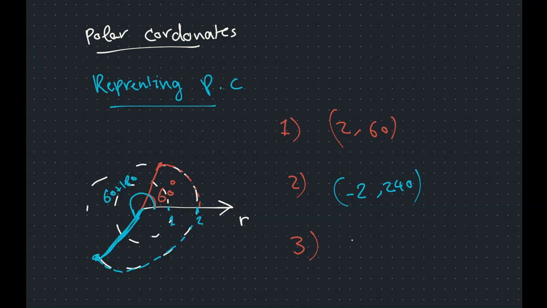So let's do it. We will still write 2, but instead of writing 60, we will write this. What is this exactly? It's 360 minus 60, right? And what is it equal to? It's equal to 300. But will it be positive 300 or negative 300? It would be negative 300 because we are going clockwise. So this is also another representation of this point.